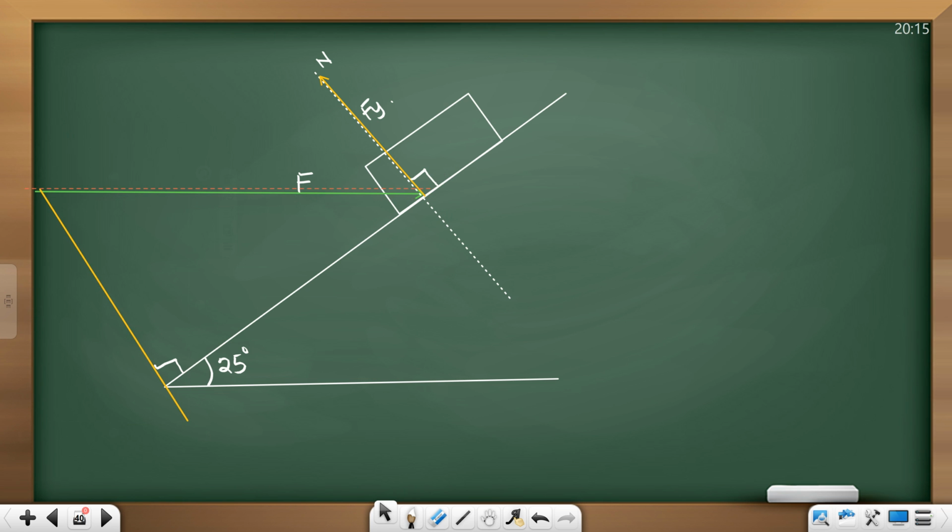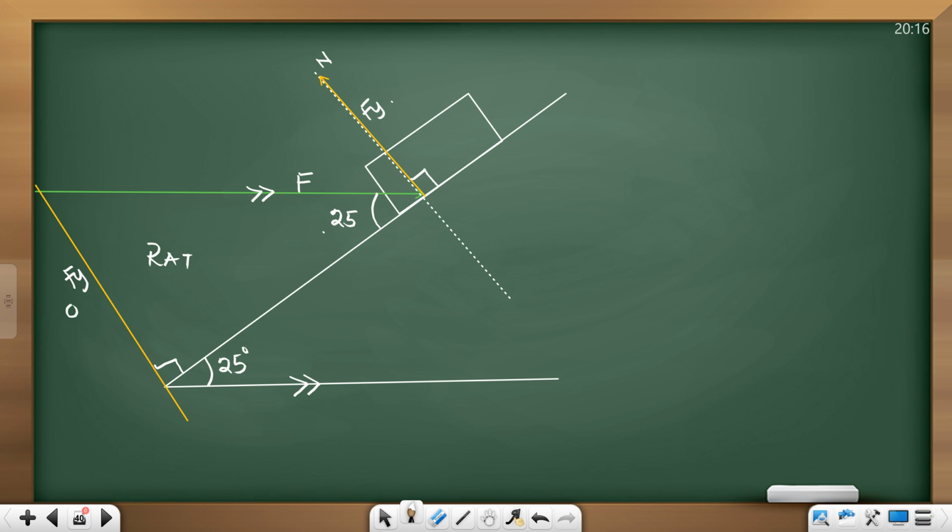And what do you notice here? That gives me a right angle triangle. It means this is also Fy. Equal forces. Same length, same direction. And if this angle is 25, do you agree that this angle is 25? Check. Alternate angles again. Can you see that? Make sense? Alternate. So I have a right angle triangle here.